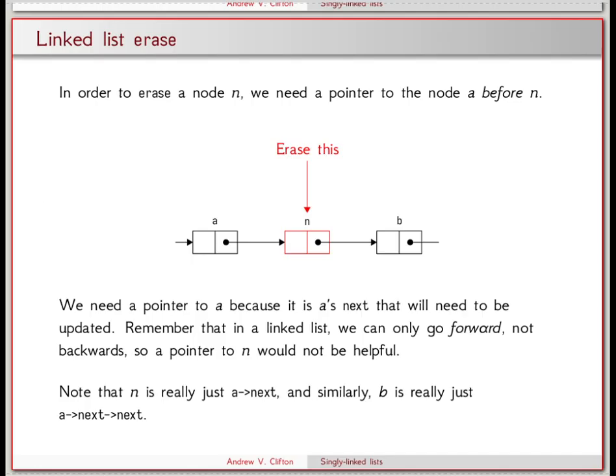Okay, now let's take a look at erase. If we want to erase this node right here, we need to have a pointer to A, because A's next is going to need to get updated to route around it. So it might seem a little bit weird, but our erase function is going to take a pointer to the node before the node that you want to erase. We can only go forward. We can't go backwards. So if we had a pointer to N, I would be kind of stuck.